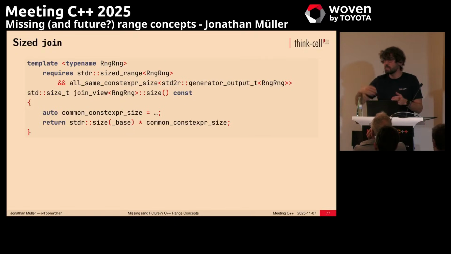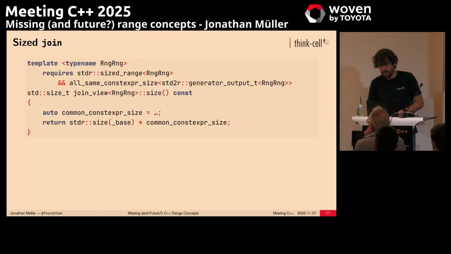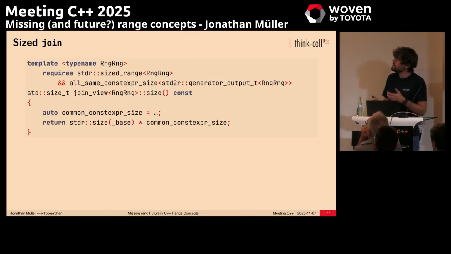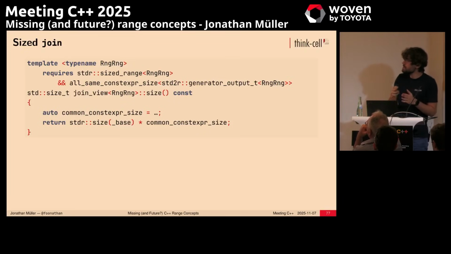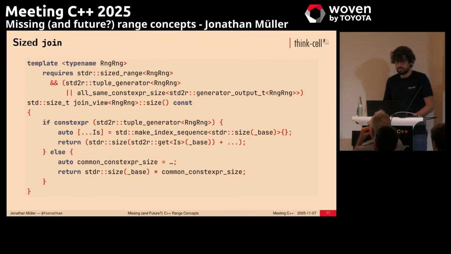Like if you're joining a range of arrays of size 3, the resulting thing will be whatever is the size of the outer range times 3, right? So we know the compile time size. But this isn't the case here, because each of the elements we're joining can have different sizes. So I need to extend the condition.